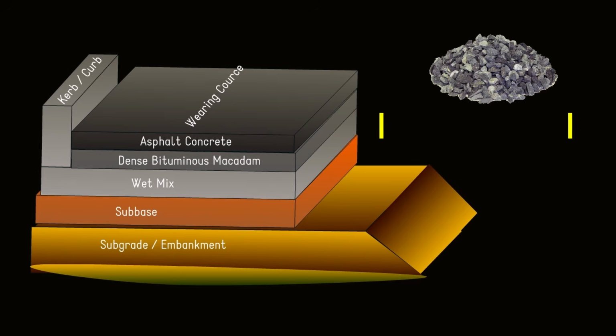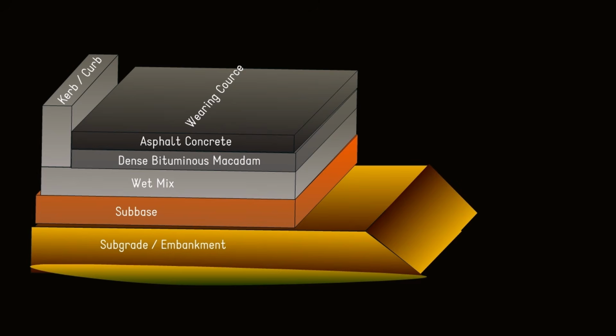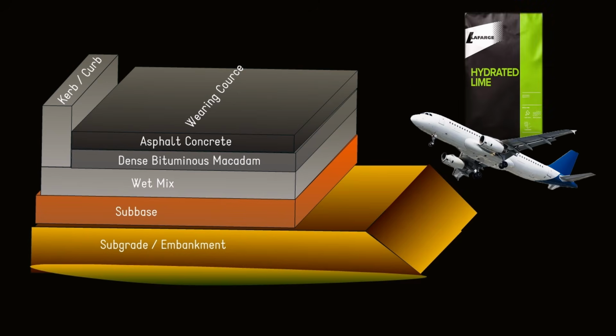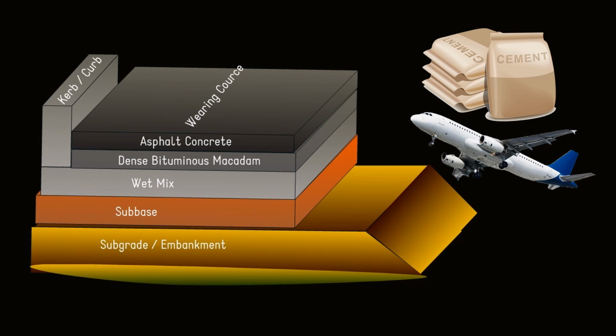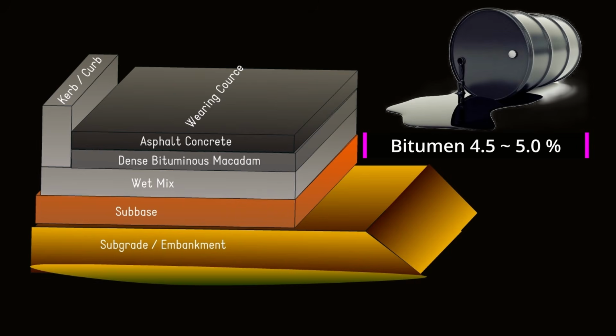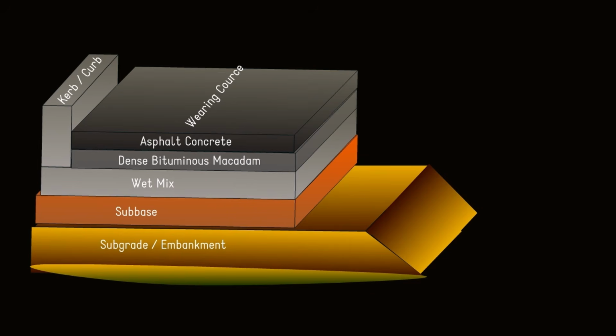The maximum size of aggregates used in the wearing course is less than 20 millimeters. Approximately 4 to 5% of filler materials are used to obtain a smooth finished surface. In projects such as airport runways, lime powder or cement is used as filler material to ensure a fully smooth top surface. The percentage of binder material, that is bituminous content, in the wearing course is slightly higher than in DBM. This layer is generally laid as a single course with a maximum thickness of 100 millimeters.